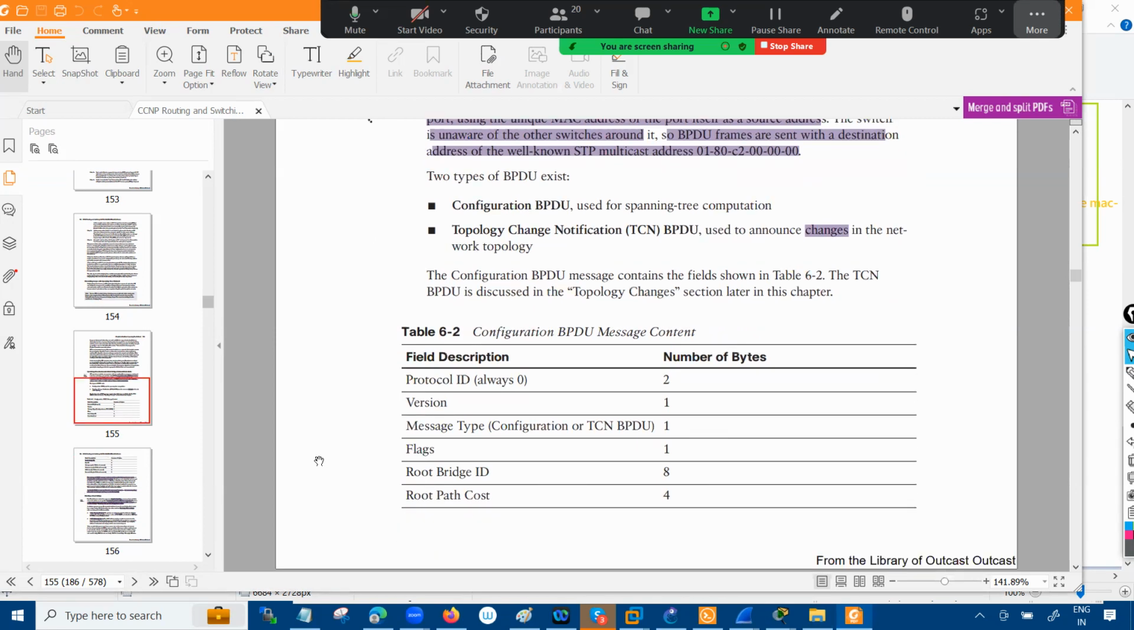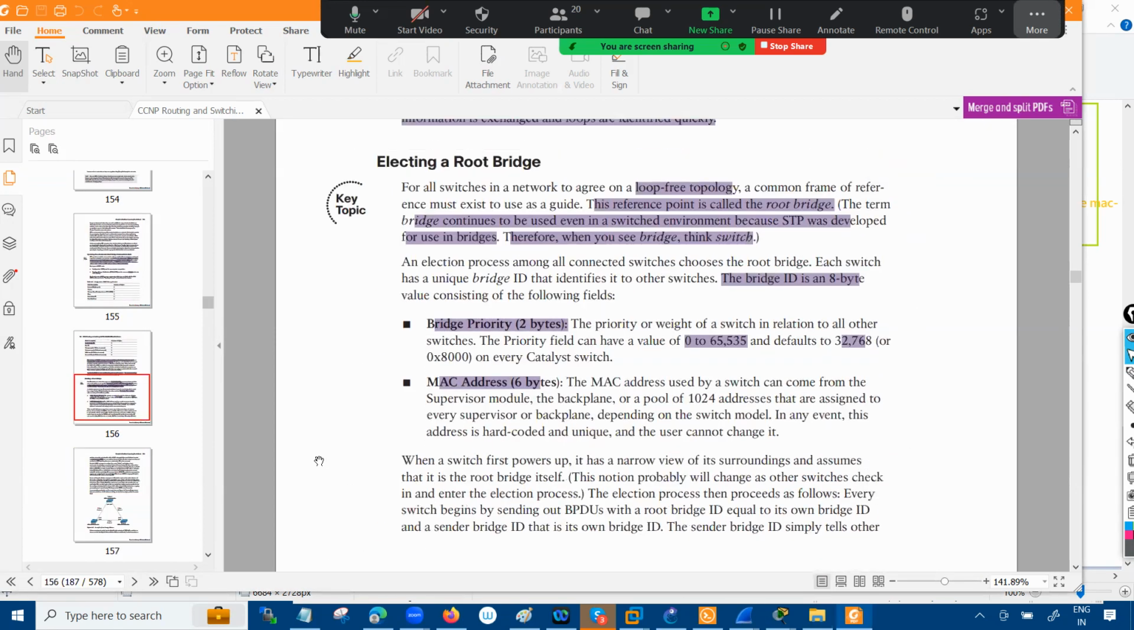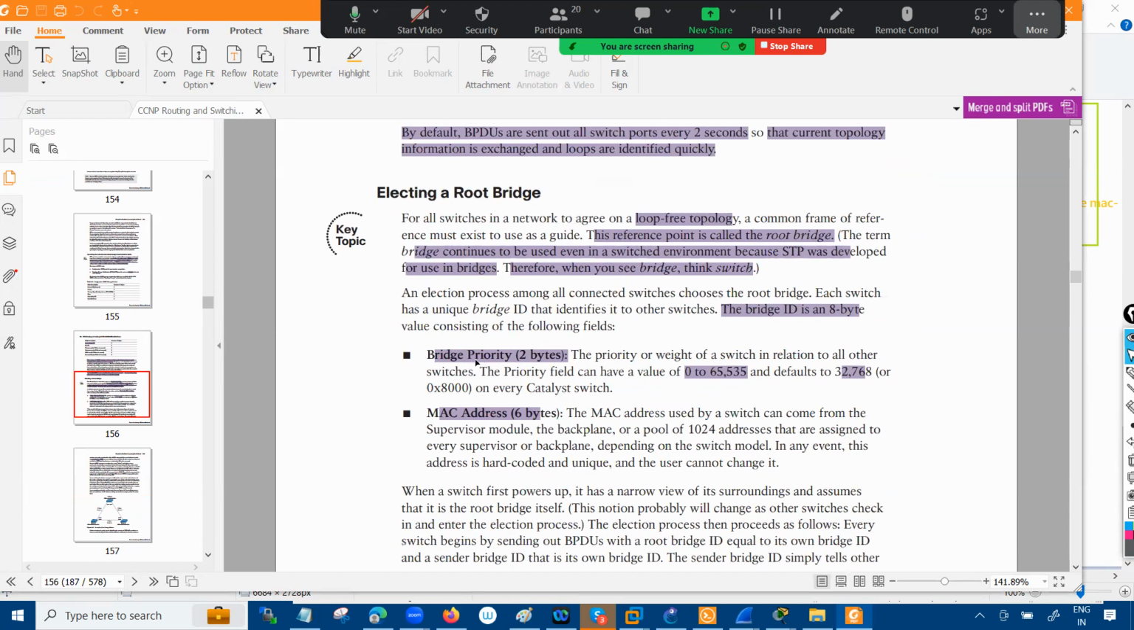Don't worry about that. The point that I want to show you is the bridge ID. It's an 8-byte number. Bridge priority is 2 bytes. The default is 32768. You can go with the 16-bit, and 16-bit means 65535. The MAC address is 6 bytes.